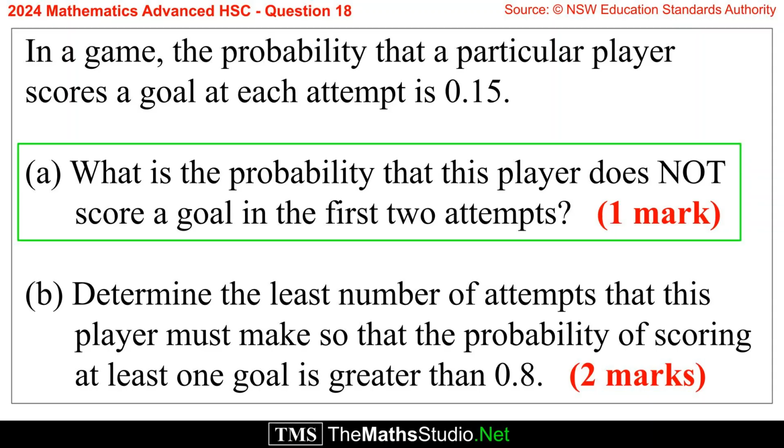Question 18. In a game, the probability that a particular player scores a goal at each attempt is 0.15. Part A. What is the probability that this player does not score a goal in the first two attempts?